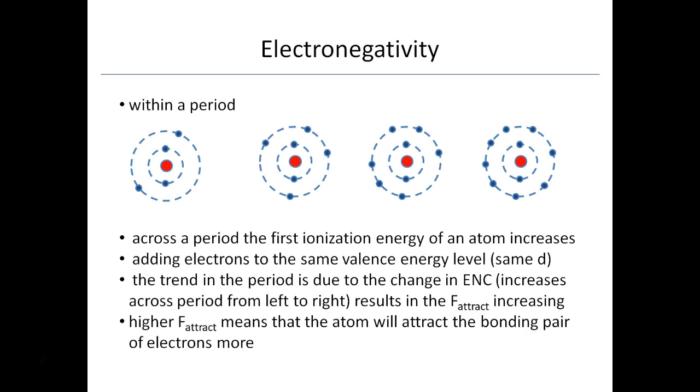And then within a period, just like our other trends, the trend is due to a change in our E and C value. If I have a low E and C value, I'm going to have a lower force of attraction, so I'm going to be less likely to attract my bonding pair. If I have a higher E and C value, I'm going to have a higher force of attraction. I'm more likely to attract those bonding pair electrons.